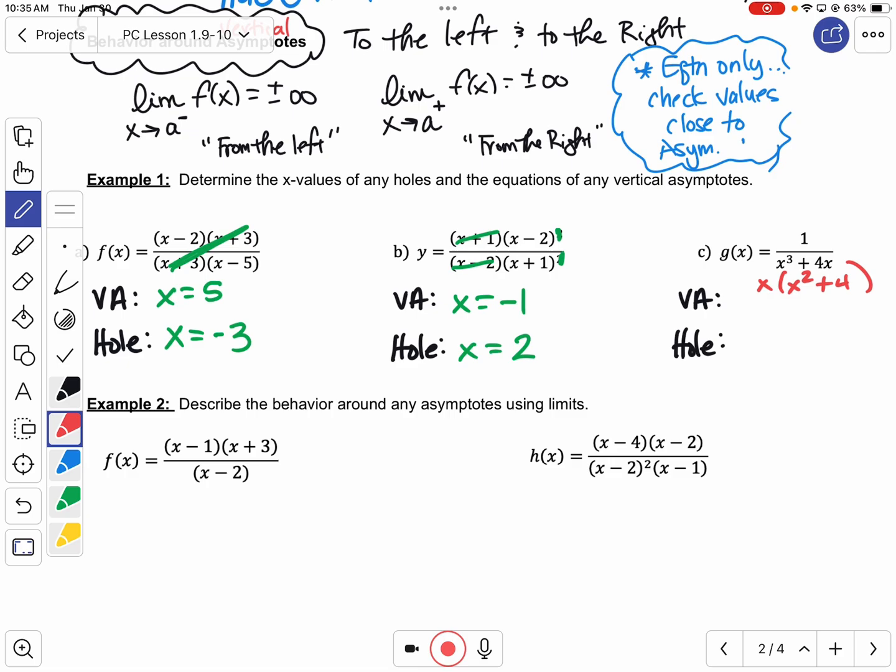All right? So, do we have vertical asymptotes on this one? Where are we going to get a vertical asymptote?